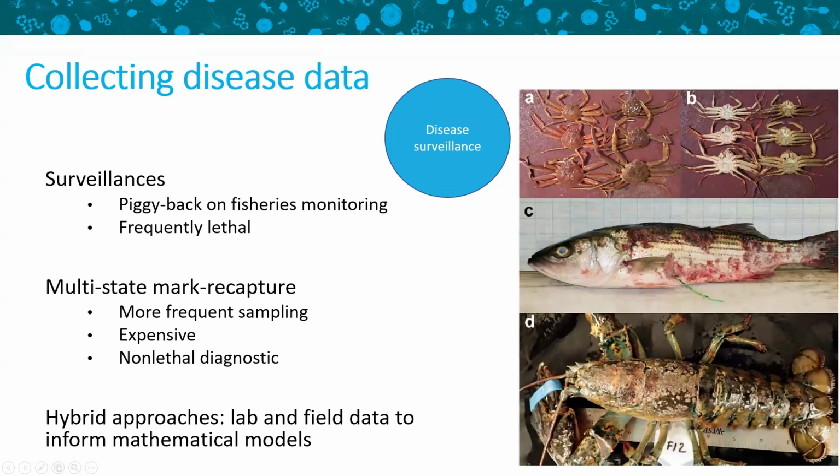This striped bass has very obvious lesions from mycobacteriosis, and then the bottom picture is a lobster with epizootic shell disease, which also has obvious lesions. The challenge with the multi-state mark recapture is that you have to be out often enough to get enough recaptures that you can actually do an analysis and have enough statistical power. Then finally, there's various hybrid approaches where you can combine lab and field data, maybe inform mathematical models, and make inferences that way.